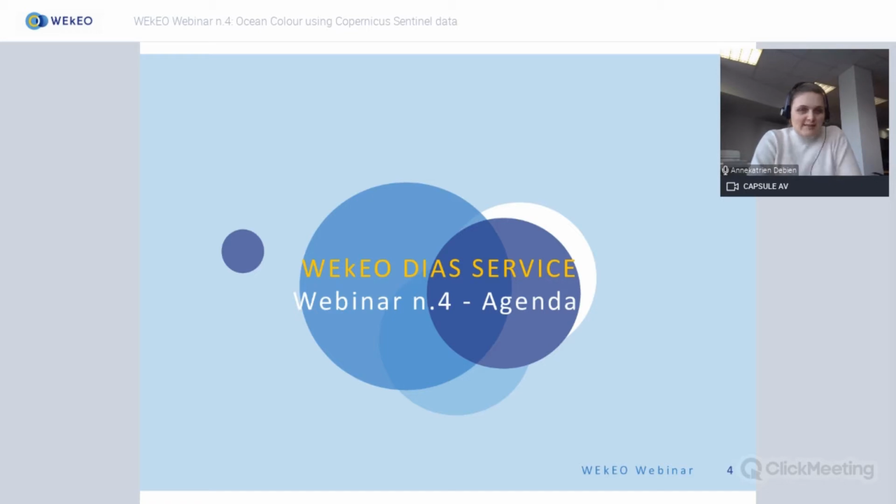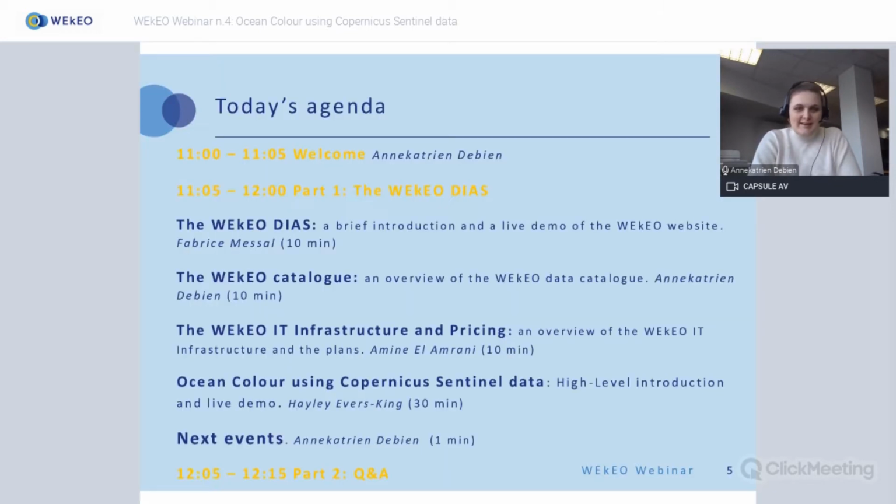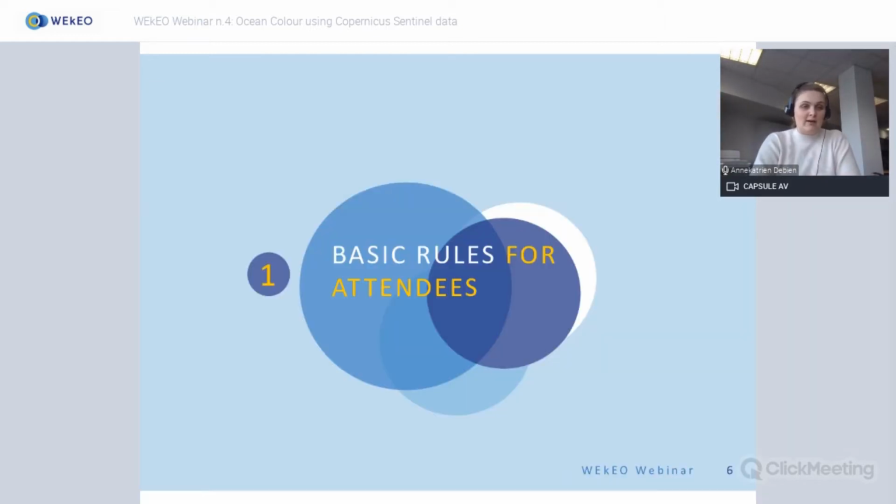What's on our agenda? We will start today just very general, introducing you to the WEkEO DS or refreshing your mind. We will go over what kind of data you can find on the WEkEO DS, the IT infrastructure and the pricing, so that you have all of those basics down. And then Haley will go deeper into the topic of ocean color using Copernicus Sentinel data and give you a demonstration. At the end of the session, we will have a Q&A.